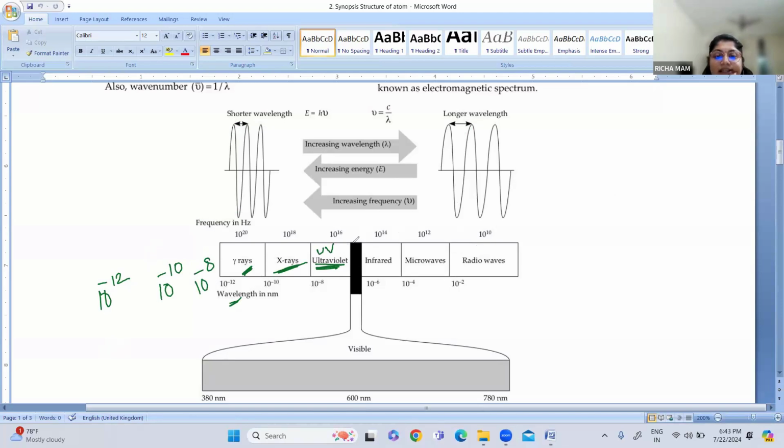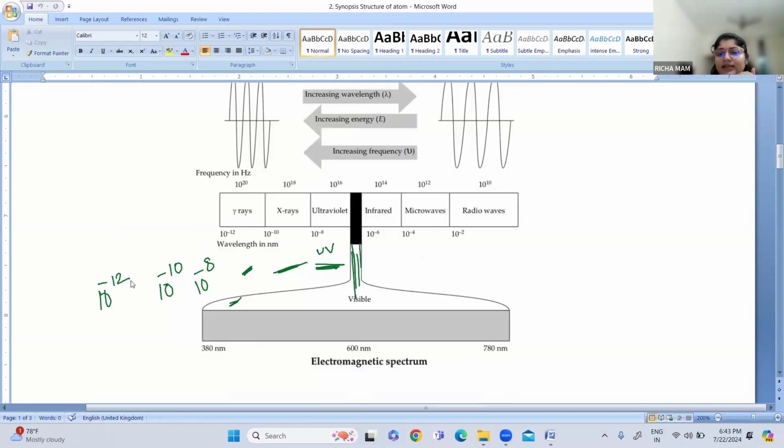Then this region, you can see the black part. This is the visible region. Visible region means your VIBGYOR. So remember what is the wavelength of the visible region. This is also very important. Visible region wavelength is 380 nanometer to 780 nanometer.